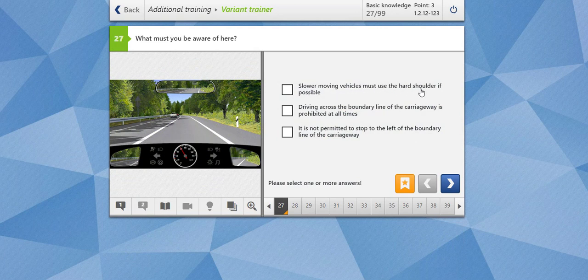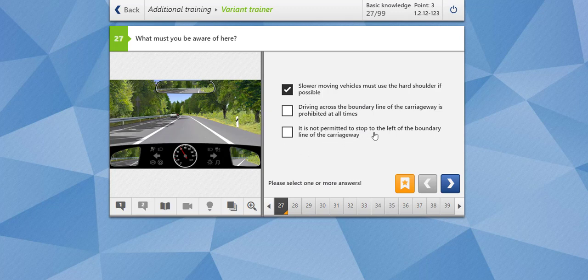Slow moving vehicles must use the hard shoulder if possible. Yes. Slow moving vehicles such as tractors should use this hard shoulder. Driving across the boundary line of the carriageway is prohibited at all times? No, this is not prohibited at all times. Whenever you see these dotted lines, then you are allowed to drive across the boundary line.